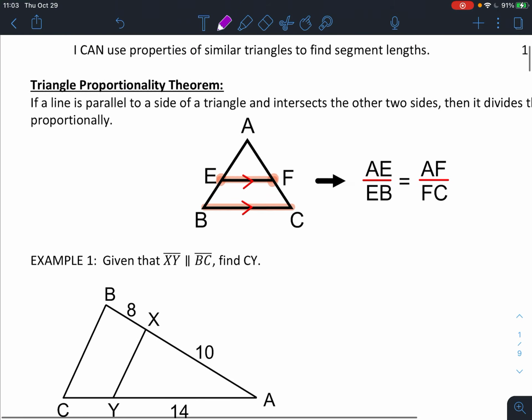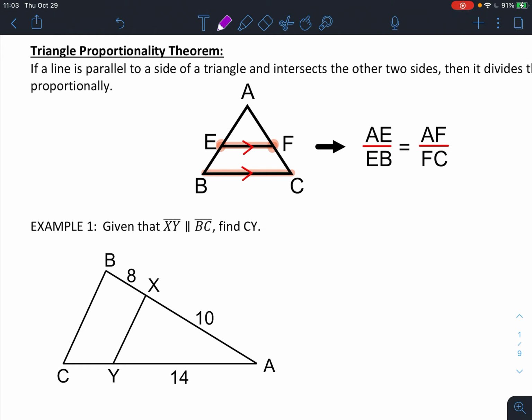Let's take a look at a problem with that. Given that the two lines are parallel, XY and BC, as soon as you see that, you know that the two other sides are divided proportionally. Find CY. So I know that AX over XB must be the same ratio as AY over YC. I'm going to write it as CY.